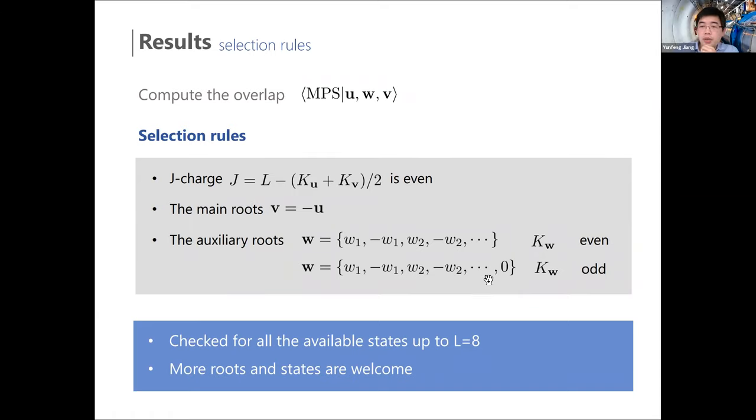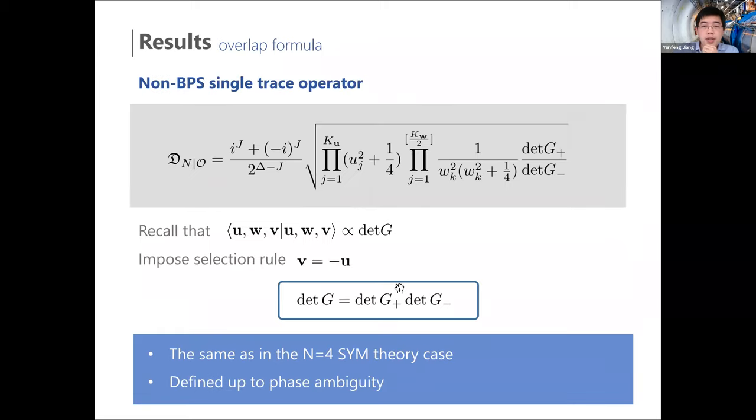Here are the selection rules. So once these selection rules are satisfied, what's the result? We also have this nice formula. Again, it's very similar to what we have seen in n equals 4 SYM, where the structure constant in this case is given by a ratio of determinant G plus and G minus.